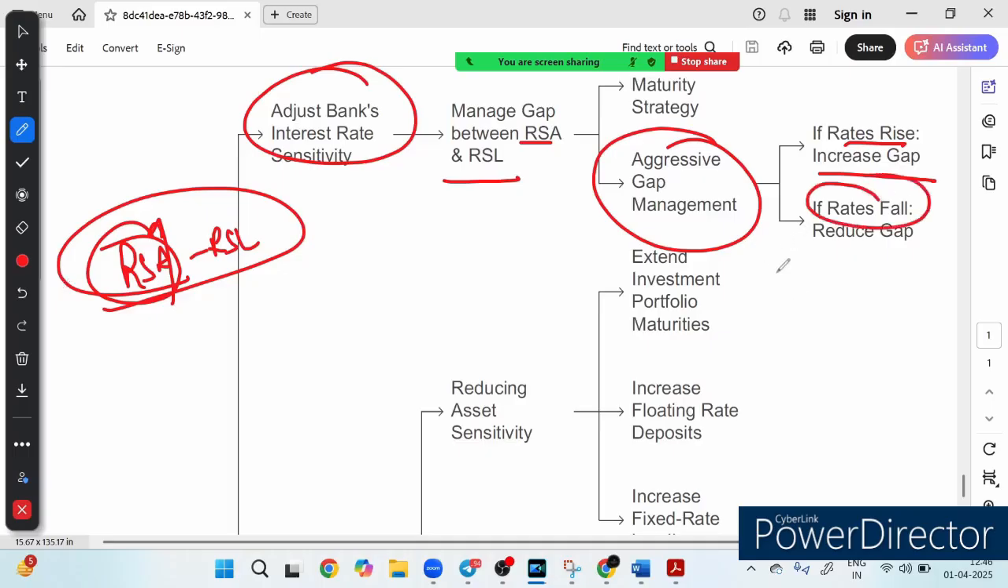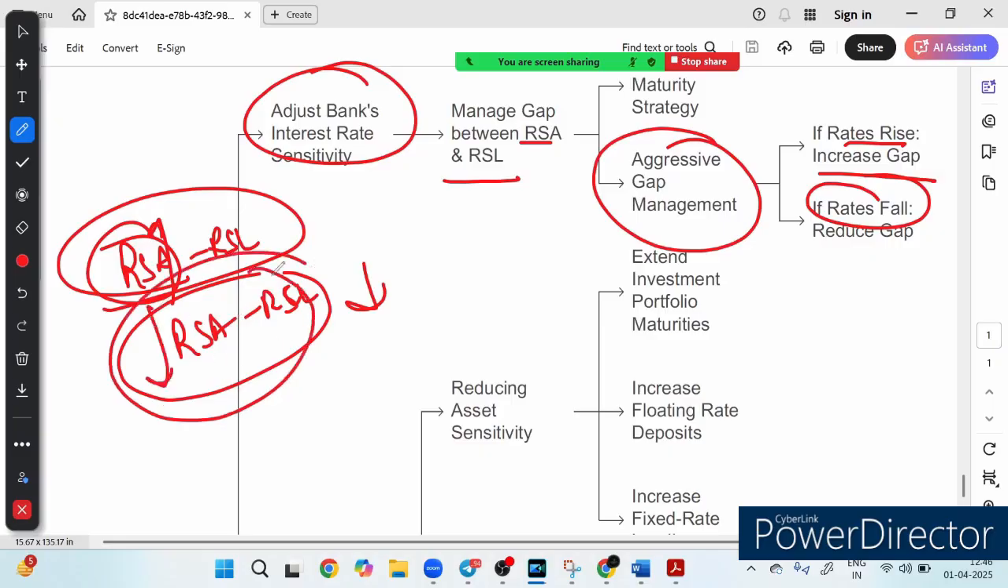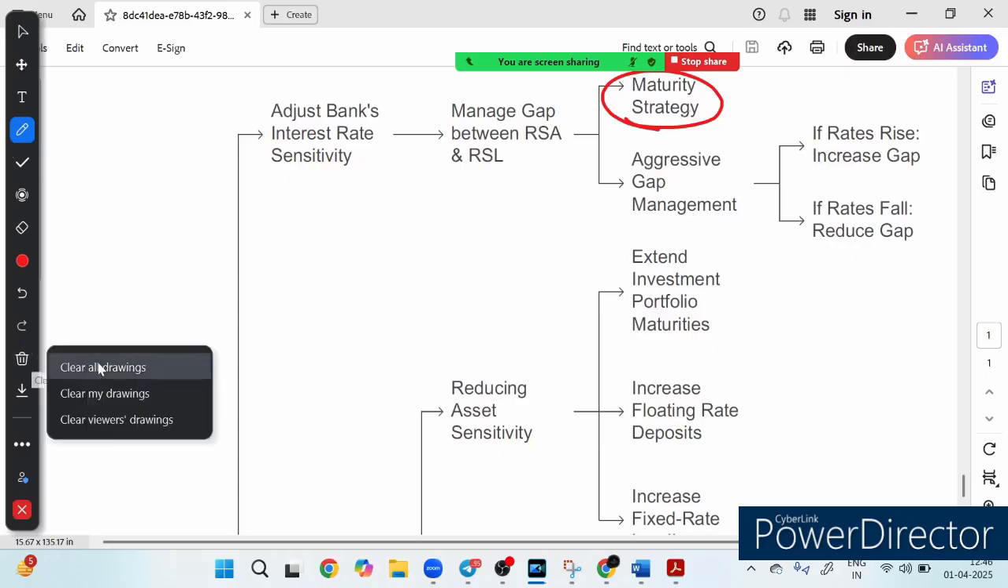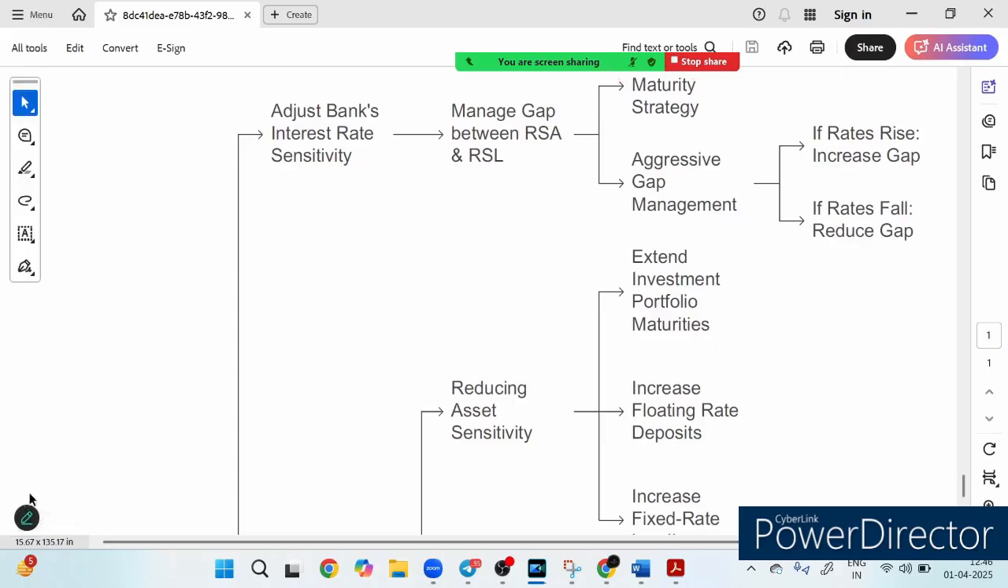Or suppose the rate is falling. If the rate is falling, what will you do? You will reduce this particular gap. How will you reduce it? By shifting to fixed rate assets. If you shift to fixed rate assets, obviously this will get reduced, and automatically this entire factor will get reduced. So this is called aggressive gap management. The second technique for management of this gap is called maturity strategy, which means aligning the maturity of assets and liabilities. Obviously, if the maturities of assets and liabilities are aligned, the gap will become less. These are the two techniques. This is how we adjust and manage the gap.